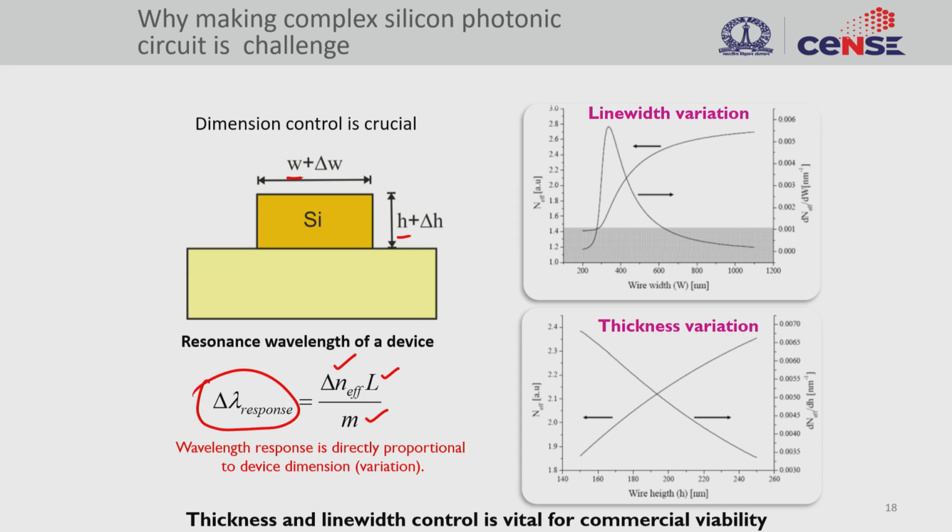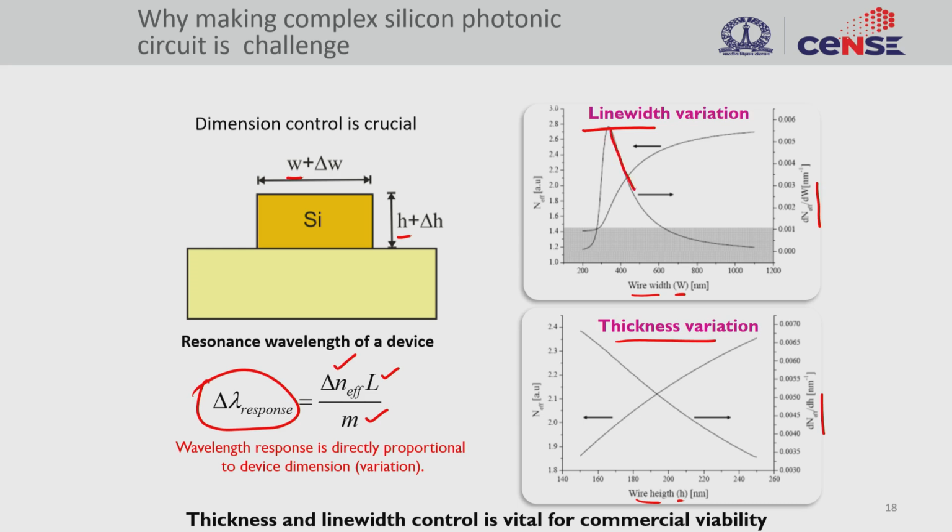So what you see here is this line width variation and thickness variation as a function of waveguide width or waveguide height, right? So this is H and this is W, right? So when there is a variation, you can see here dN/dW and dN/dH, right? So this variation, when you are close to the operating point, is pretty high, right? So the slope is very high here.